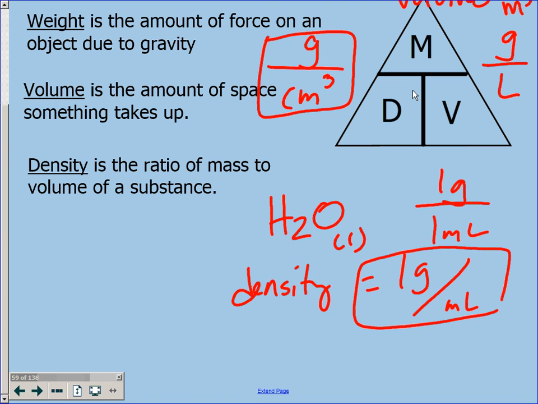So yell out something you know that sinks in water. A brick, what else? A marble, what else? Somebody from the back. A rock, right? So all of these things that we've named, a brick, a marble, and a rock, are they less dense than water or more dense than water? More. So more dense means essentially we have water, okay?